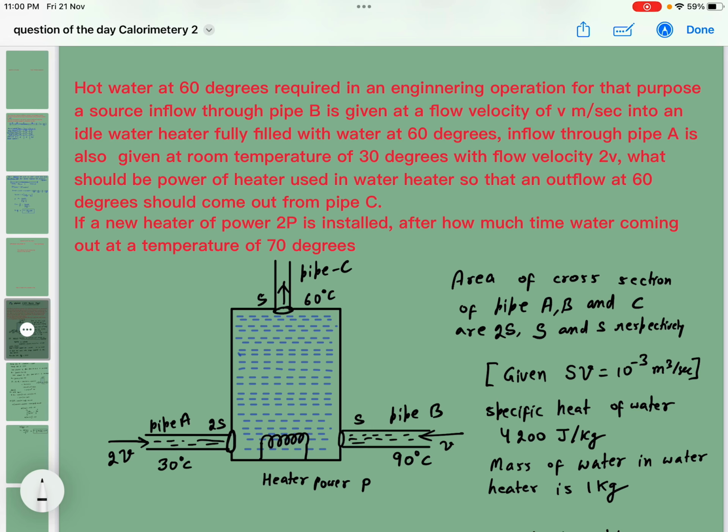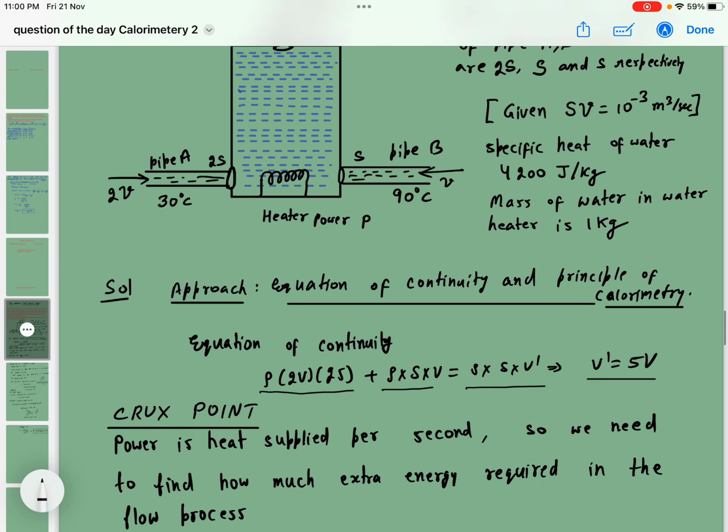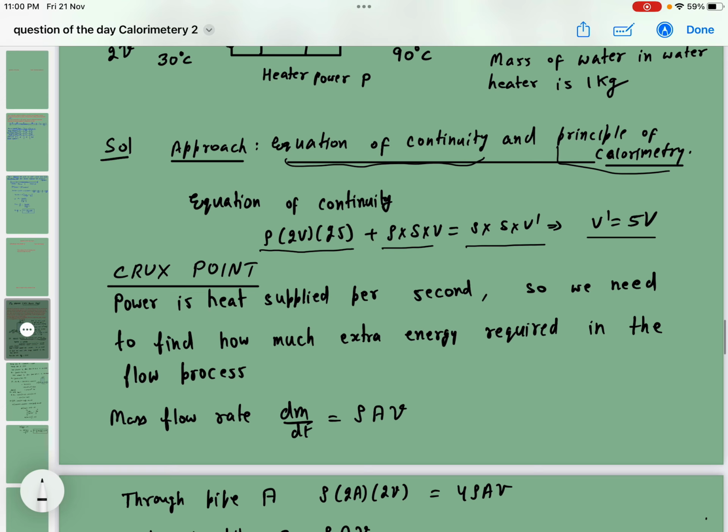Right? So now here, first of all, by the equation of continuity, what we can say is that mass entering should be equal to mass leaving. So this V dash I can write as 5V. Our approach is very simple here: we have to apply the equation of continuity and the principle of calorimetry. Now the crux point is, how is heat supplied per second? So we need to find how much extra energy is required in the flow process.